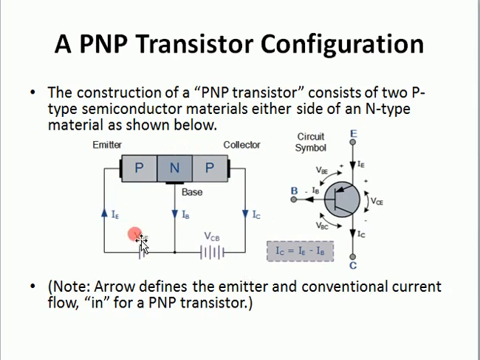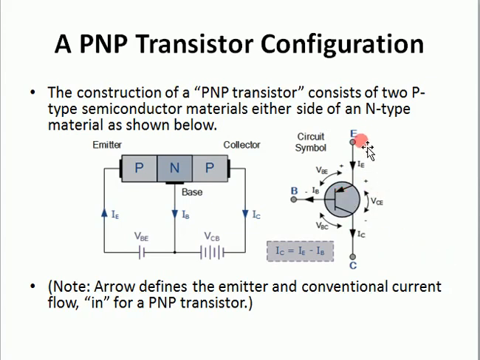So again, by seeing this figure, we come to know that we are using it here as an amplifier. And here is the symbol of the PNP transistor, where the current is going into the transistor. All other symbols are the same, but simply one thing is this: the current is going towards the transistor, and this is the main difference between the NPN and the PNP transistor.